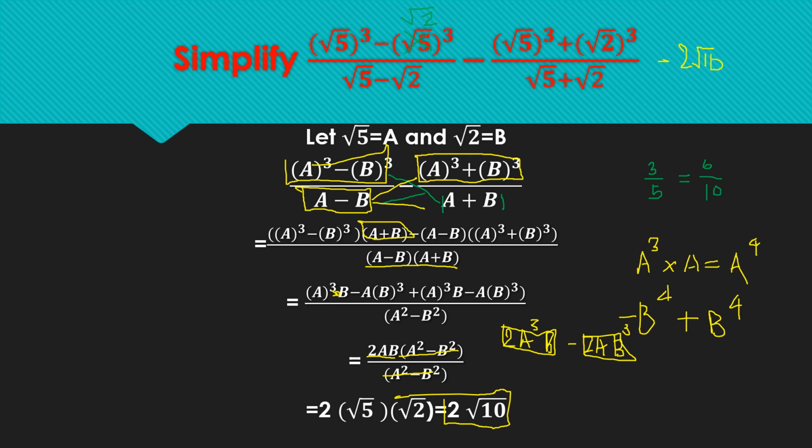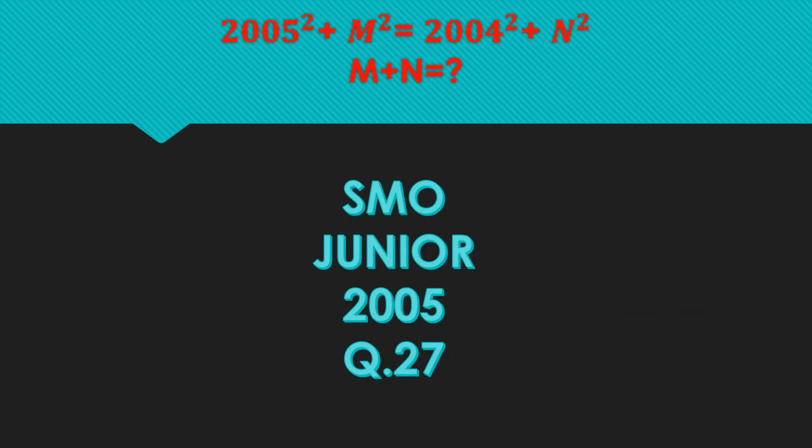Alright then, we have one more question. Now that's a very simple one. This is for SMO Junior 2005, question 27. For those of you who may not know what's the difference between junior and senior, junior is for 13 to 14, and seniors for 15, 16. Now I'm only a 13-year-old, but using the skills here, it is possible to solve any question. Now the previous two questions were for 15 to 16-year-olds, but this one is for 13 to 14.